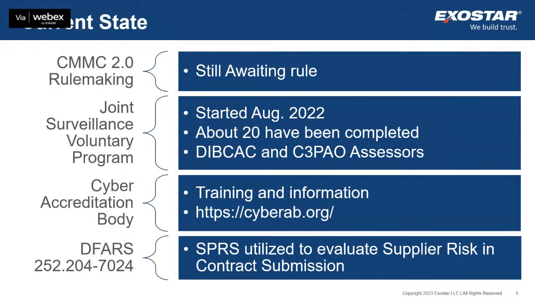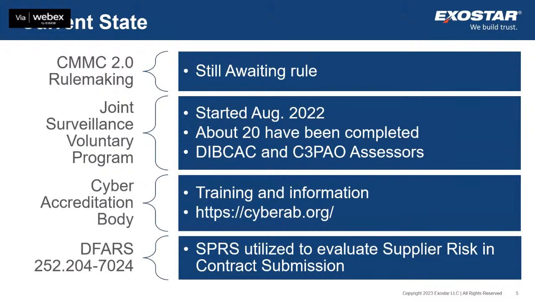There are some other things going on at the same time. There is an opportunity where you can volunteer to get a joint surveillance assessment going with DIBCAC and a C3PAO assessor. You have to volunteer for that, and you have to have a direct contract from the Department of Defense. These aren't really offered for subcontractors. They're offered for people who hold contracts directly from the Department of Defense. That started back in August. About 20 companies have gone through that so far.